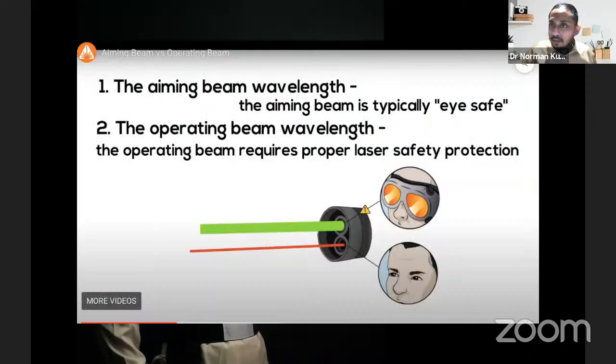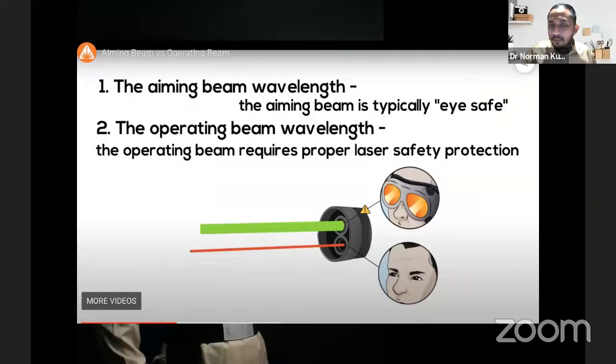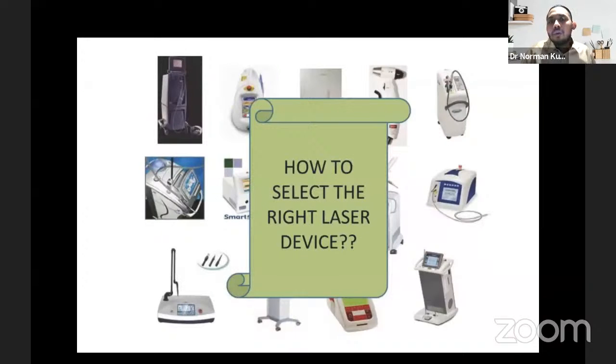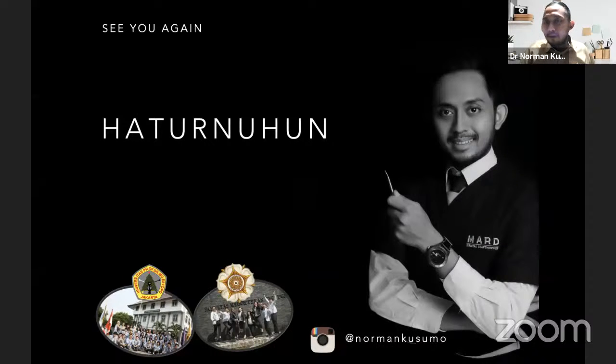You must differentiate between an aiming beam and a laser. The first thing, when we turn on, is an aiming beam. It's a red color when we see it with the eye, and usually when we do a laser operation, it is a near infrared color, so we usually don't notice the color of the light. So how do you select the right laser? It all depends on your market, and on enjoying the benefits of laser dentistry, which has a wow effect, is less invasive and less painful, with better healing. I think that's all for now.